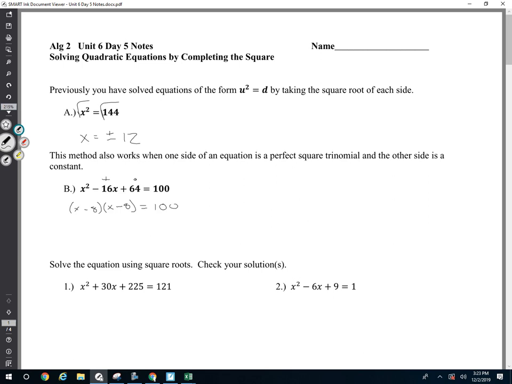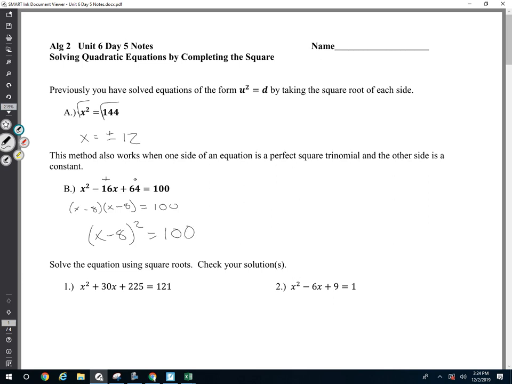Now again, is our answer 8? No, because it'd be 0 equals 100. That's not correct. So this is still not helpful. But how can you write x minus 8 times x minus 8? Oh, it's awesome. This is x minus 8 squared.